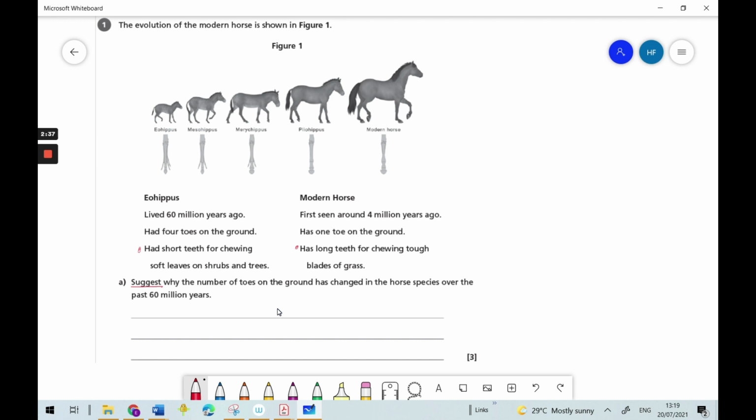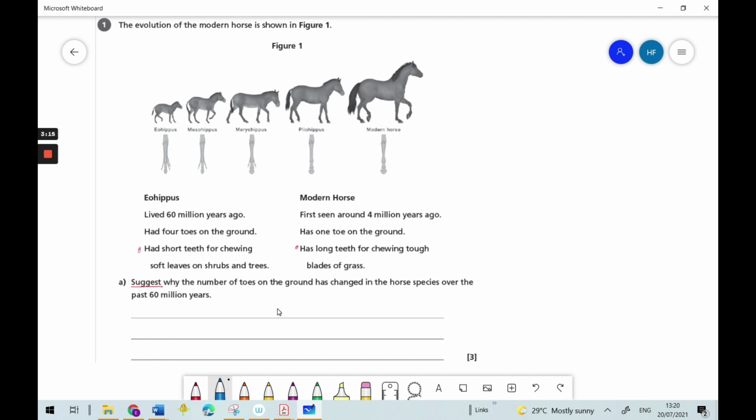So the evidence suggests that the Eohippus and the modern horse lived in very different conditions. So it might have been that having fewer toes made it more efficient to move around. Now, remember, with evolution, organisms that inherit characteristics that are beneficial for their survival are more likely to survive and reproduce, and so they pass on their advantageous genes onto their offspring. And this is known as natural selection. And so this question is really testing your understanding of natural selection. So let's have a go at putting together an answer.